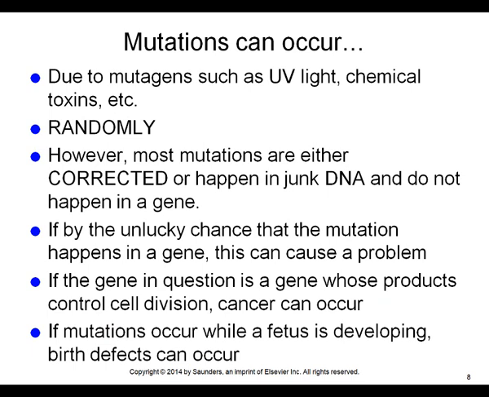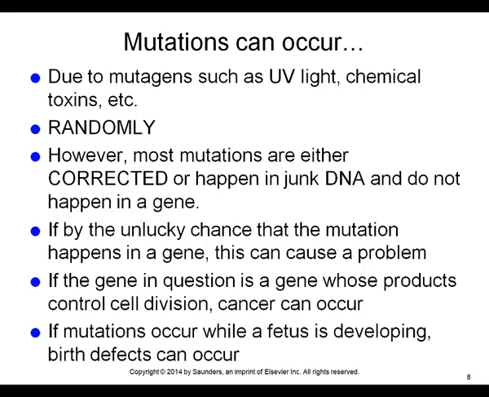Mutations can occur due to mutagens, such as UV light and chemical toxins. Many just occur randomly. Most mutations are either corrected or happen in junk DNA and do not happen in a gene. So in your chromosomes, there are only certain segments of the DNA that are actually genes. The rest of it, either we don't know what it does or it does nothing. But we used to call it junk DNA. I don't think we really call that anymore because we're finding that it's not really junk.